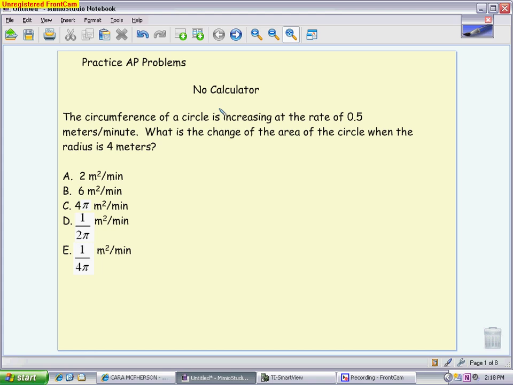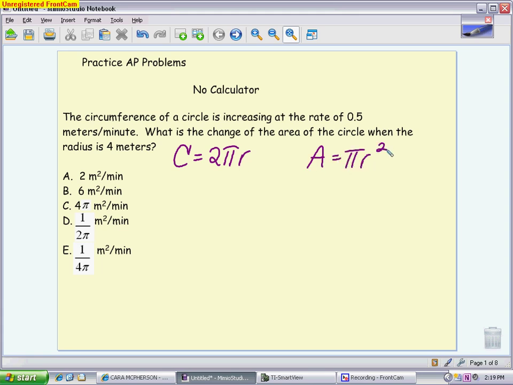We are doing related rates where we're comparing the rates of the circumference of a circle, the radius of a circle, and the area of a circle. So we actually have 3 things happening here. So the first thing you want to do is you want to make sure you know your geometry formulas. They will not give you any type of circle formulas. So circumference of a circle is 2 pi r. Area of a circle is pi r squared.